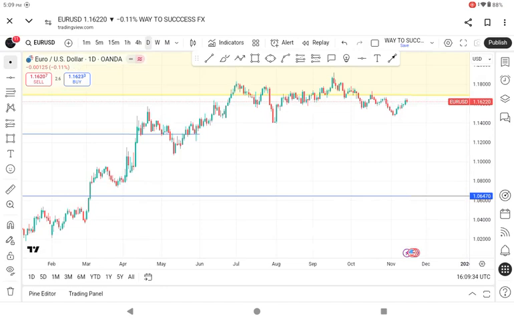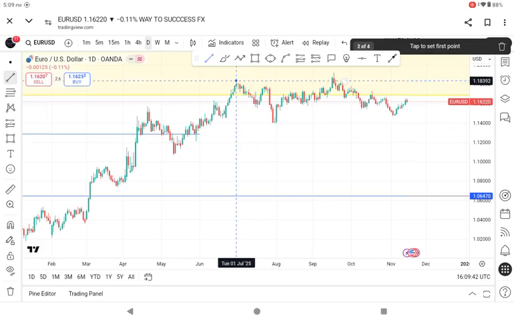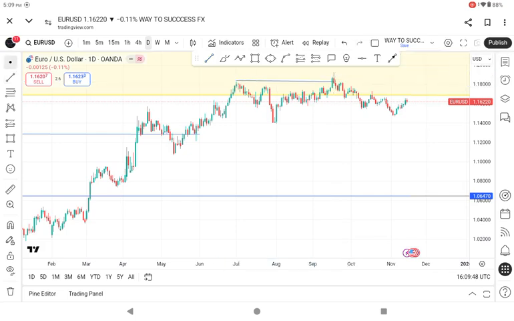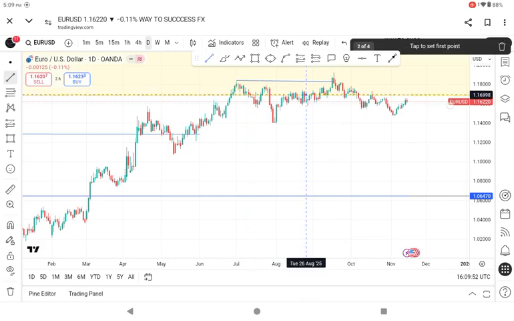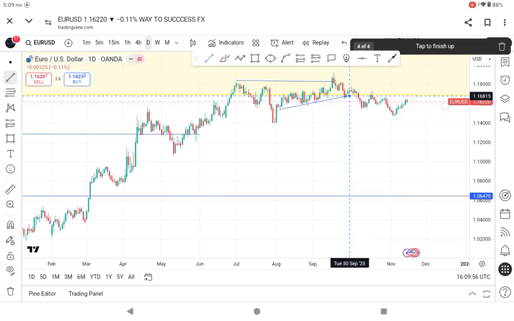What we have here in daily, we have price going to the upside, and our last break of structure happened here. And after this break of structure, price traded down, taking out this trend line liquidity here.